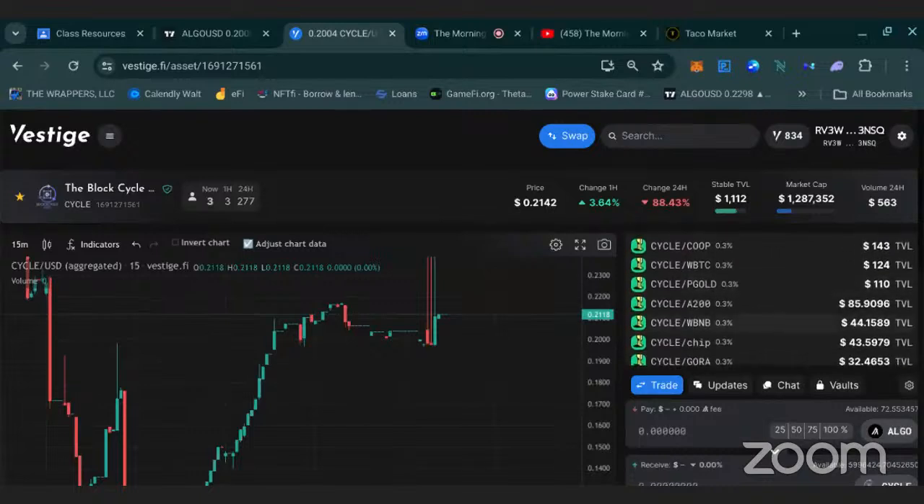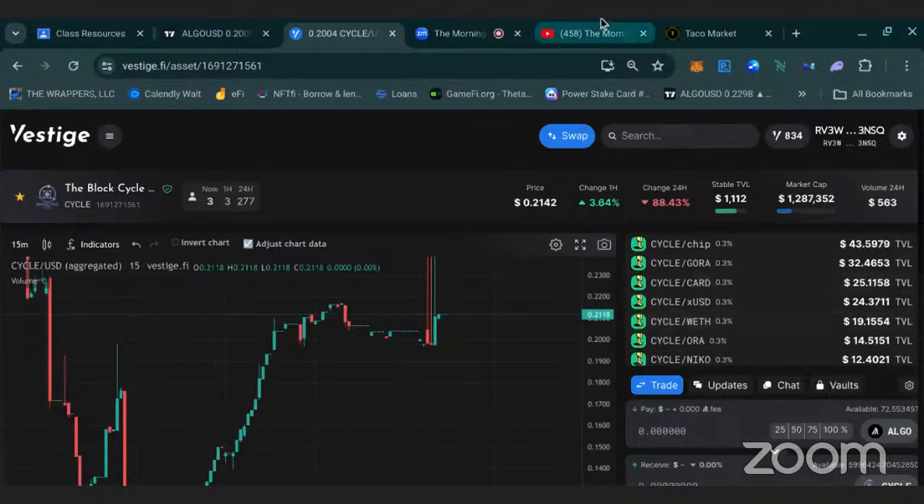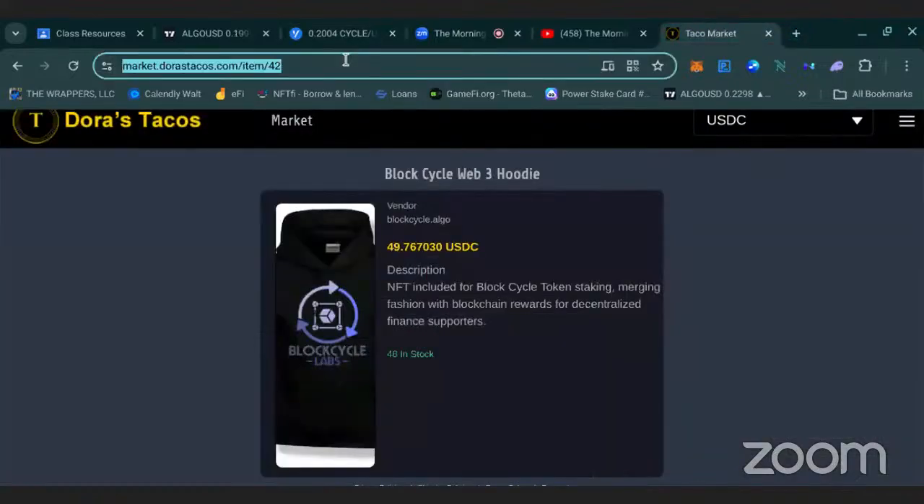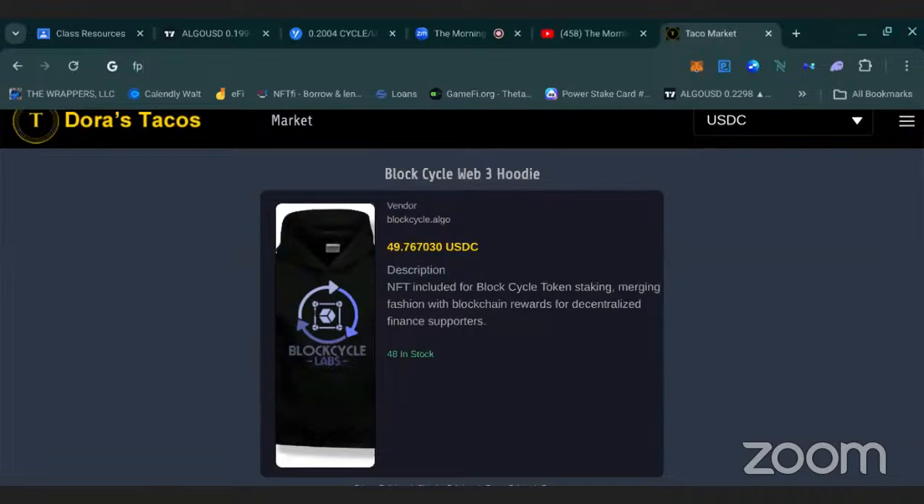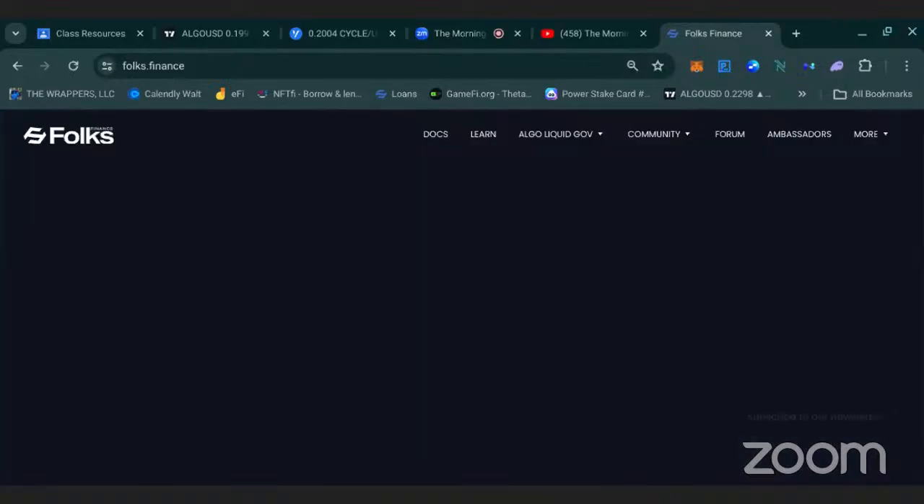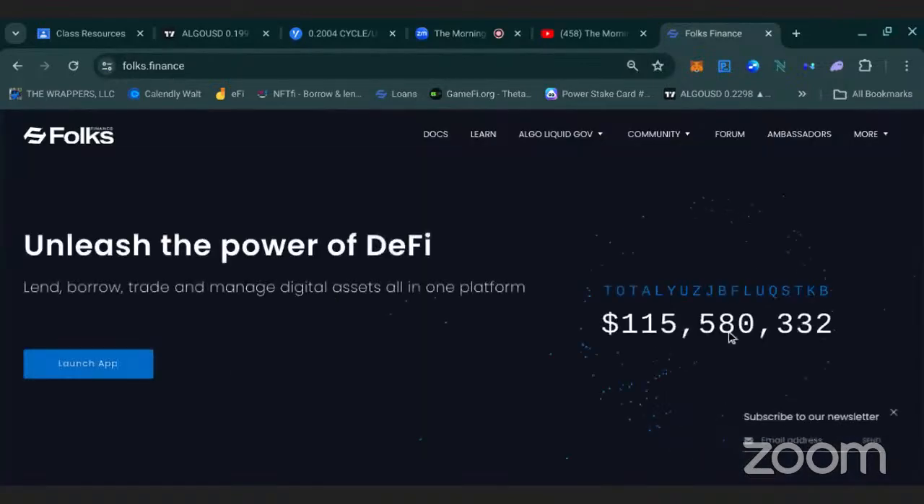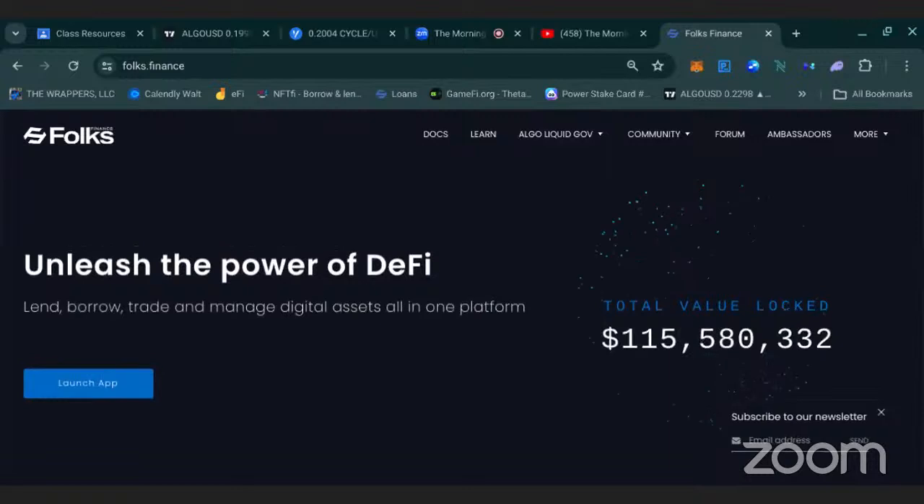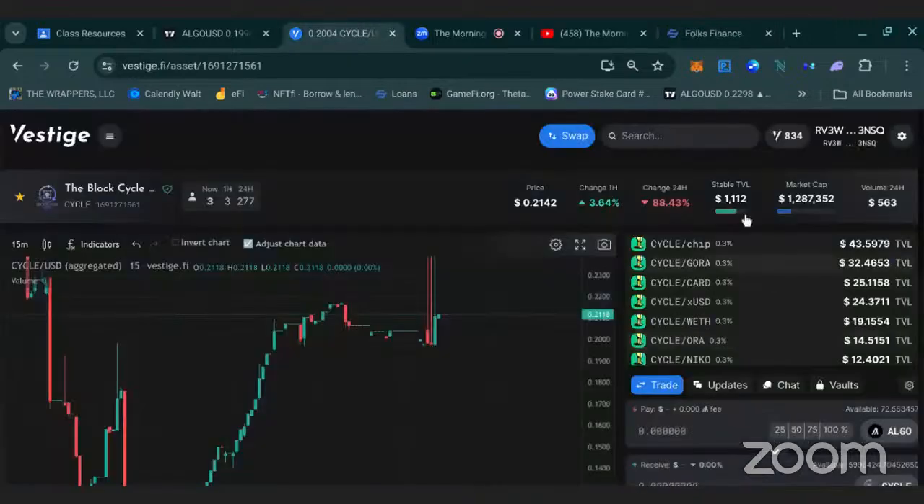So I was going to say, someone asked a question about TVL. What is TVL? TVL is total value locked. It represents the amount of liquidity inside of an asset or inside of a protocol. So, for example, whenever we go to Folks Finance to the home screen, first thing you always notice is the TVL. So look at that. They have $115 million TVL. Block Cycle token has $1,000 TVL. But it shows you how important this is.